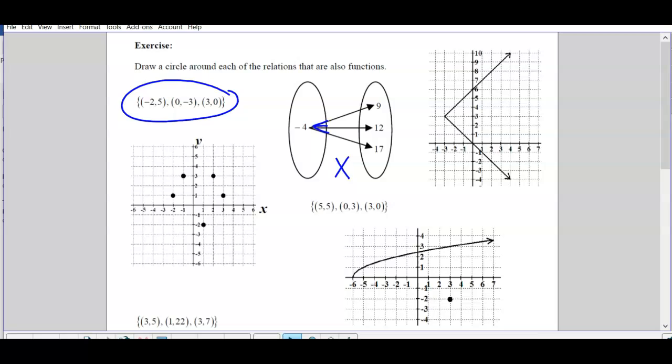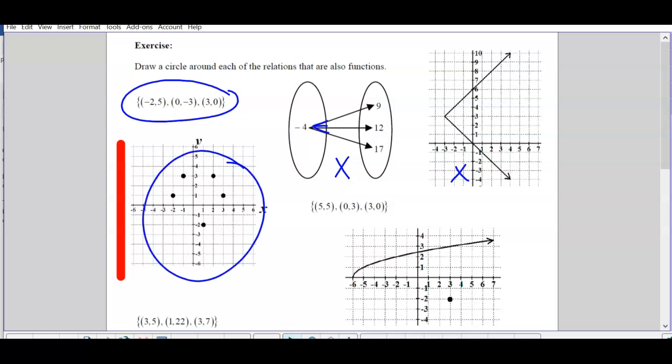Next one, if I get my vertical line out, okay, my pencil, it touches once, but here it touches twice all the way along. So that is not a function. Next one, I'm going to move that. It's a graph. Let's see, it touches once there, once there, once there, once there, once there. So that is a function. For every x, there's only one y. Here, for every x, 5, 0, 3, there's only one y. They're all different x values, so that's a function.